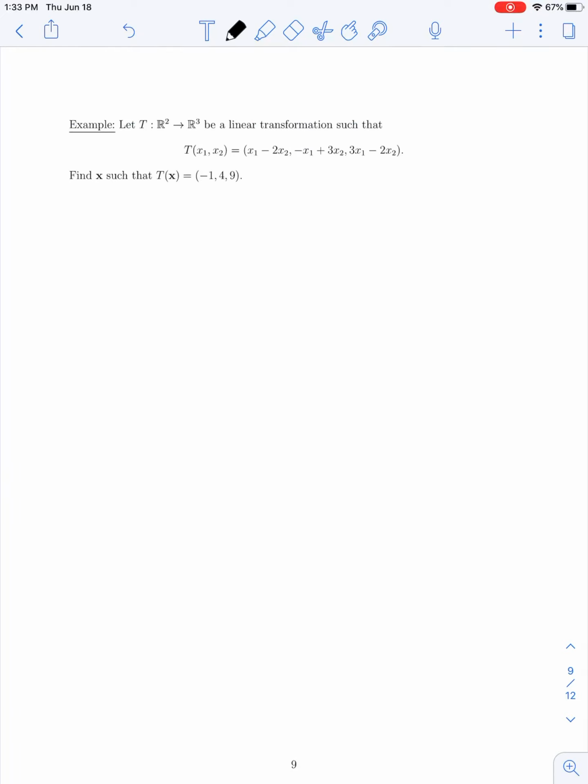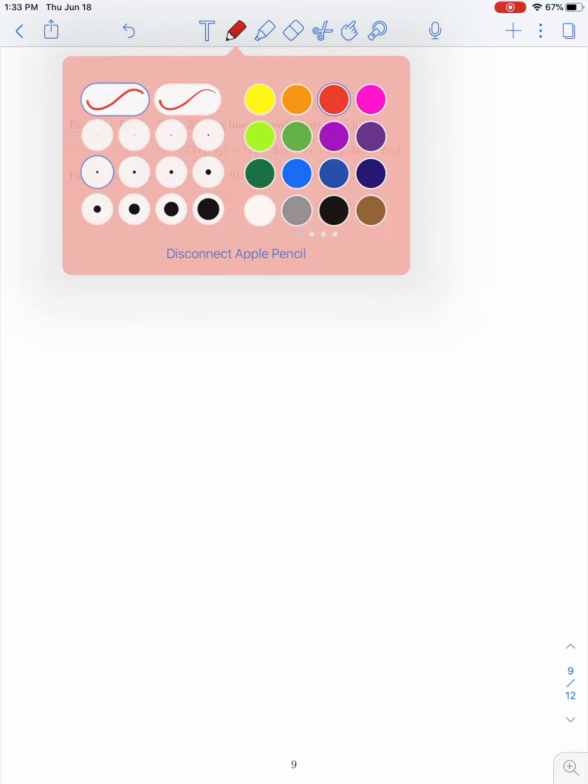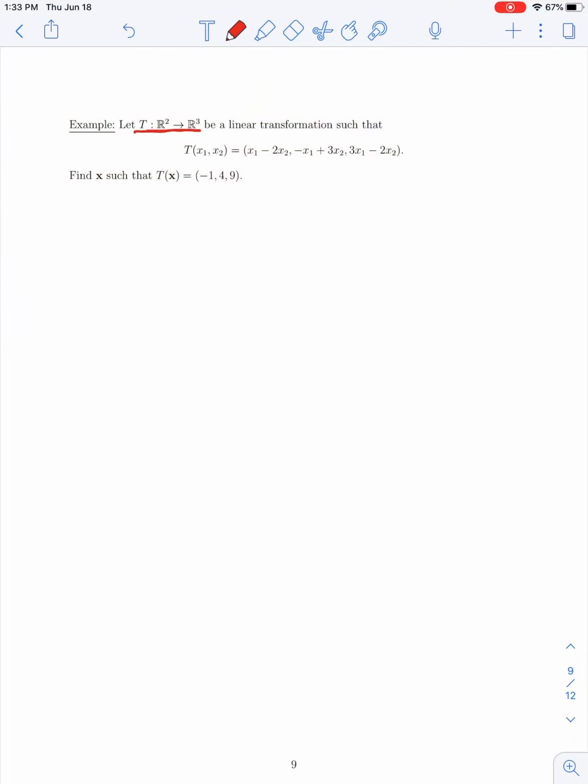So let's consider another problem, sort of similar. Suppose that we have a transformation T from the plane to space, which we're told is a linear transformation, where T takes a vector with components x1, x2 in the plane and gives us a three-dimensional vector whose components are given here. For this transformation, we are asked to find a vector x such that the image of x is equal to the vector (-1, 4, 9).